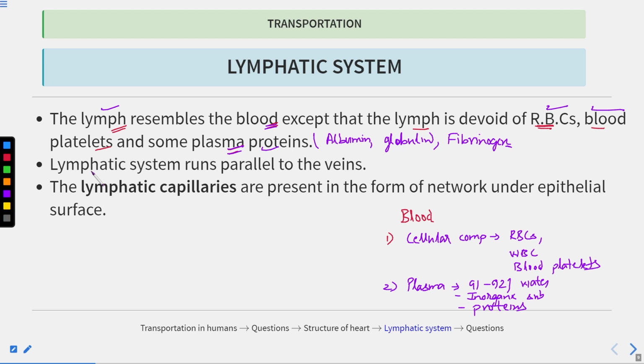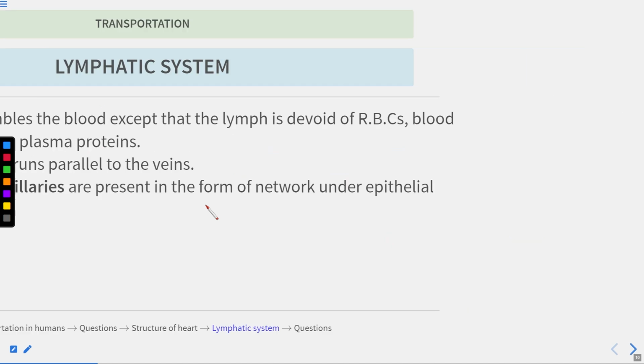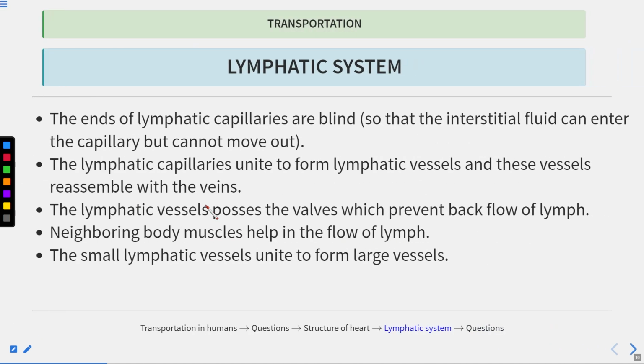All right. Now the lymphatic system runs parallel to the veins. The lymphatic capillaries are present in the form of a network under the epithelial surface. Epithelial surface is the topmost surface. So it is just present under the epithelial surface of the skin. All right. Now, the ends of the lymphatic capillaries are open and blind.